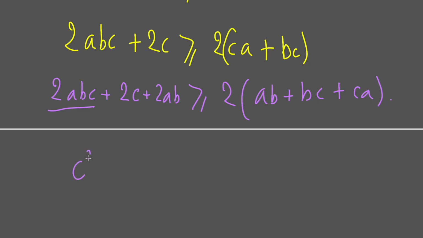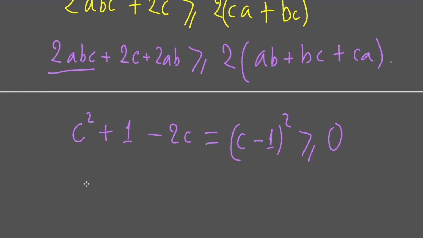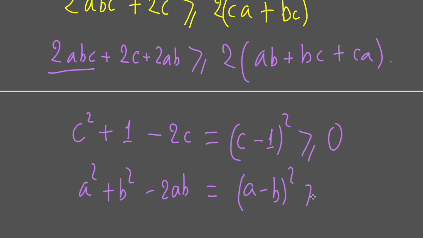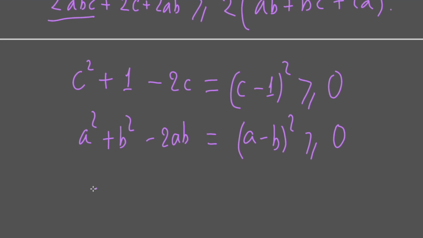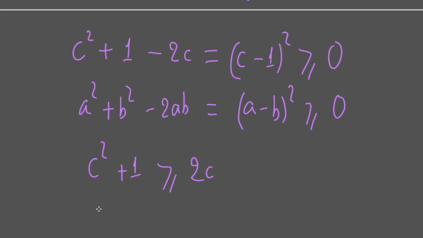And you have c squared plus 1 minus 2c equal to c minus 1 squared, and this is always greater or equal than 0. Similarly, we have a squared plus b squared minus 2ab equal to a minus b squared greater or equal than 0. This means c squared plus 1 greater or equal than 2c, and a squared plus b squared greater or equal than 2ab. This is inequality 1 and this is inequality 2.